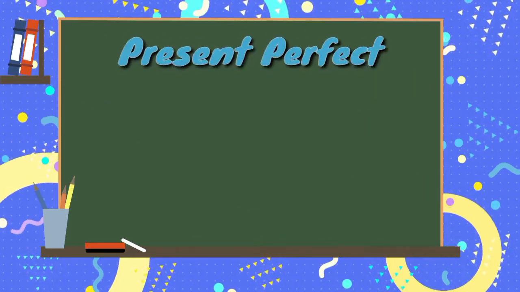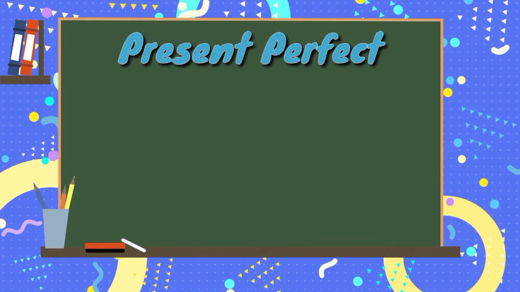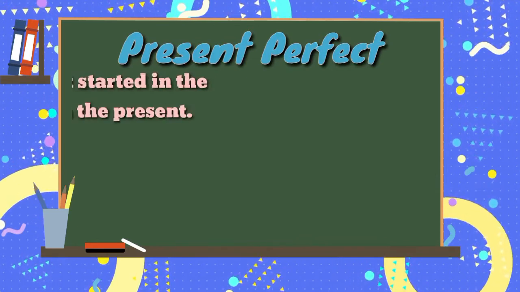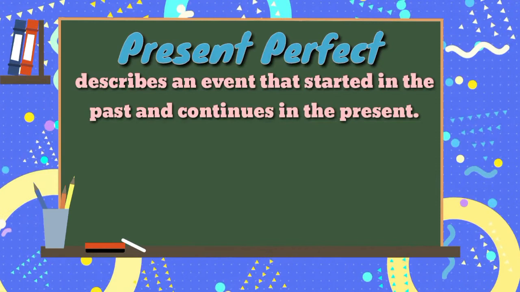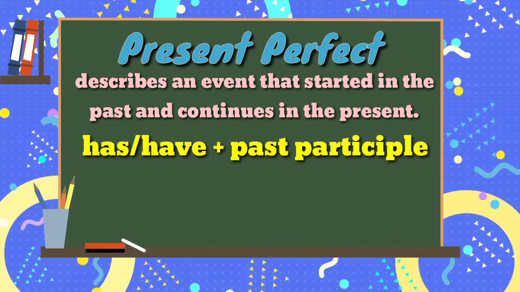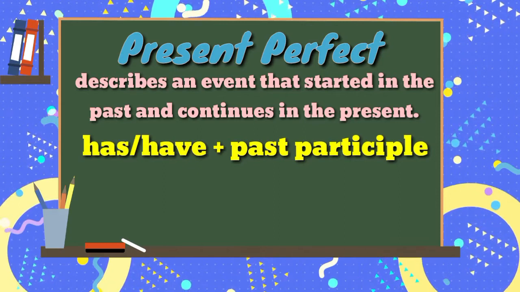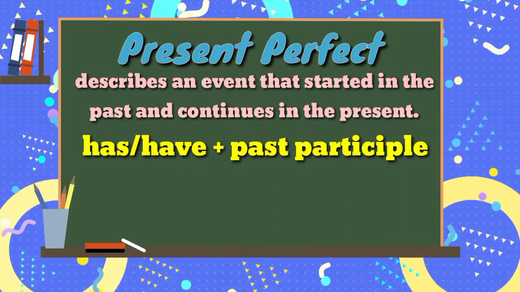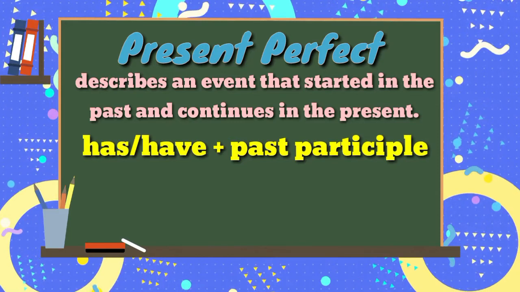Let us proceed to the present perfect. Present perfect describes an event that started in the past and continues in the present. We use has for singular subject and have for plural subject plus past participle of the verb.